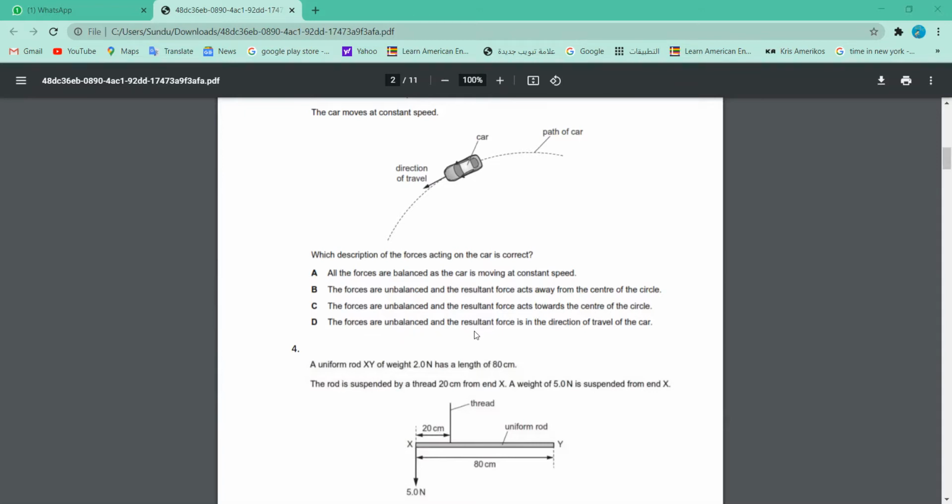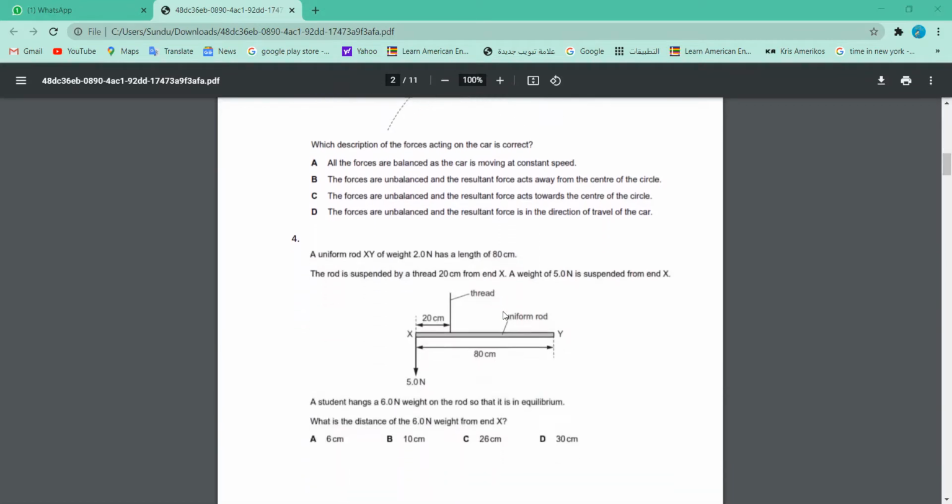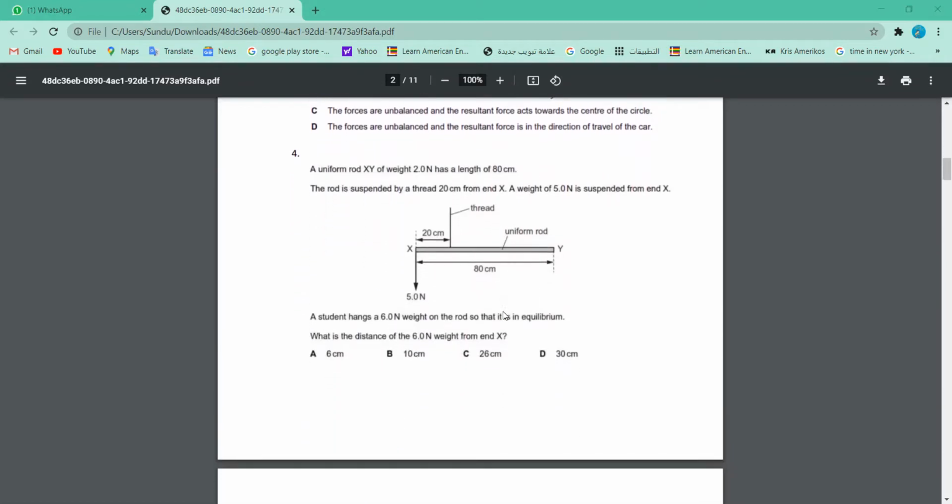Forces are unbalanced and the resultant force acts towards the center of the circle. The forces are unbalanced and the resultant force is in the direction of travel of the car. So which one? Ramin? It's C. Yes, perfect. It's C. Good job, Ramin.